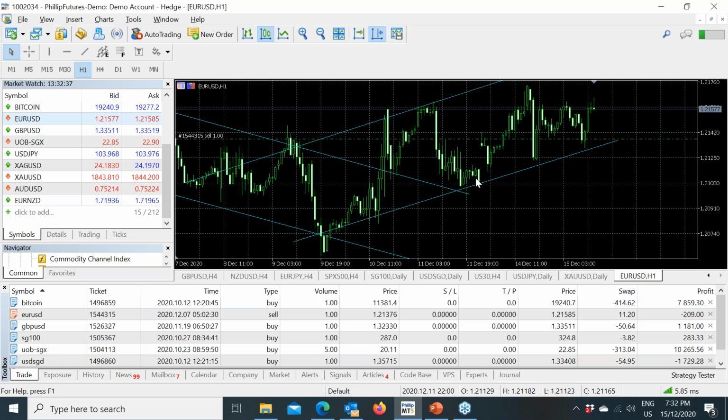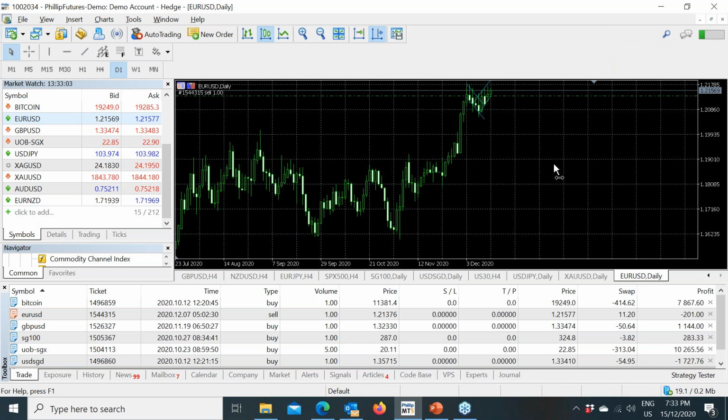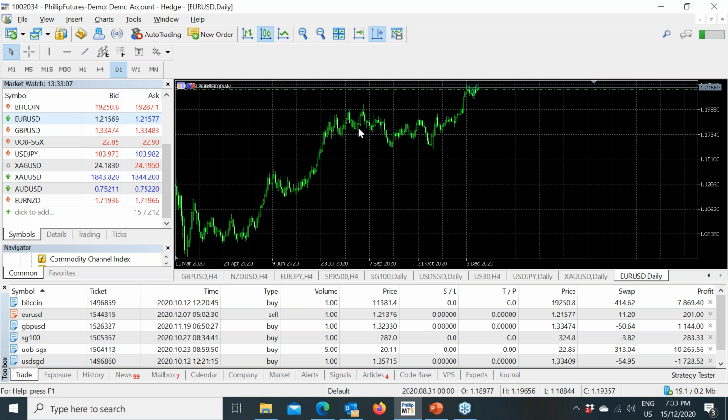What I would like to show you is how you can determine the trend on a larger time frame. If I go out onto the daily time frame for the euro dollar, you can see that it was a sideways trend for a long time before breaking out of the major level, which is around the 1.20 level here.